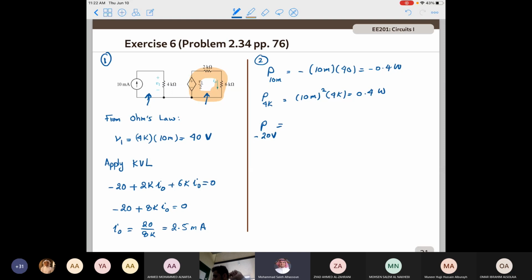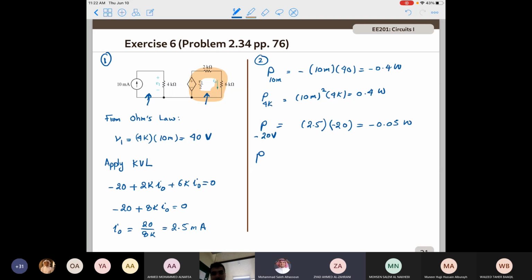What is IV? Yes, I know, this is 2.5 milliampere, multiplied by minus 20. In this case, which is minus 0.05.